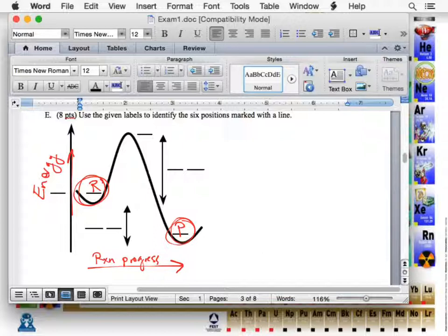The description that is typically associated with it is not progress, but coordinate. They're saying the exact same thing. The reaction is progressing left to right. What else could you tell me? Activation energy. Where's your activation energy? Next to the arrow on the right.